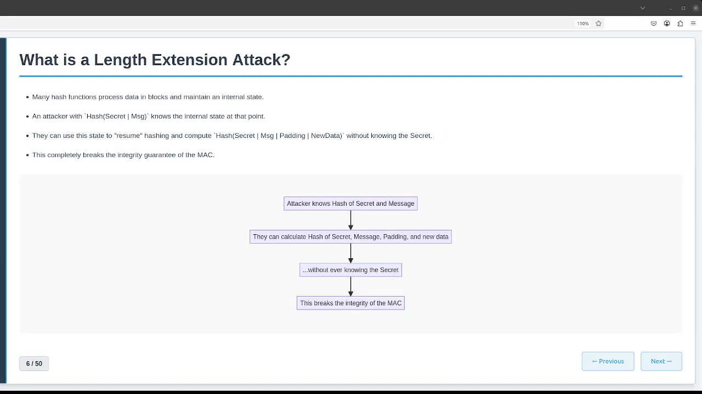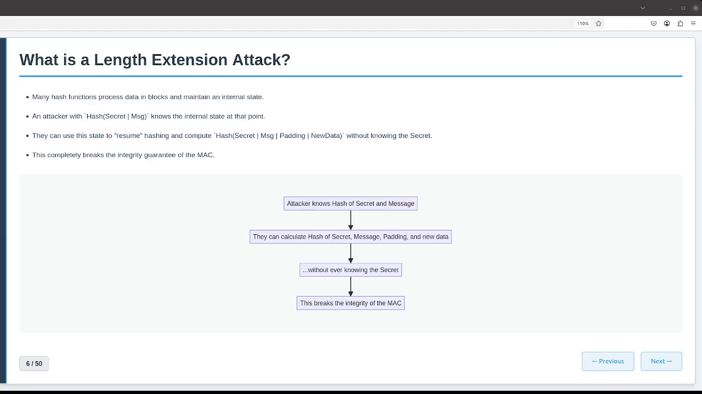What is a length extension attack? To understand a length extension attack, you need to know that many hash functions, like SHA-256, process data in blocks and maintain an internal state. The final hash is just the representation of that final internal state. An attacker who knows the hash of key | message effectively knows the internal state of the hash function at that point.